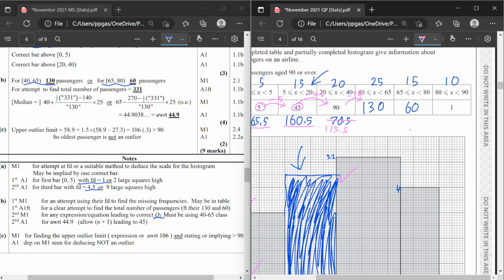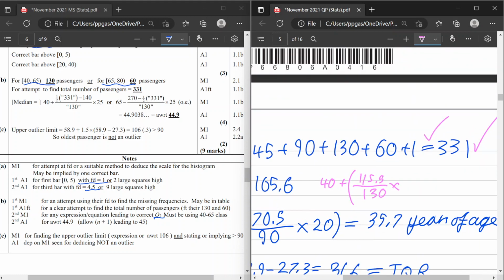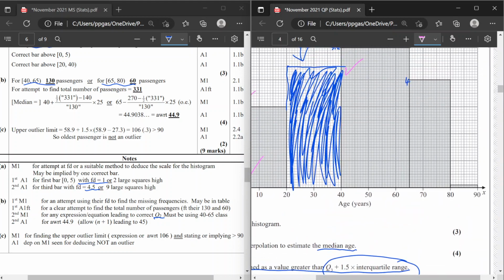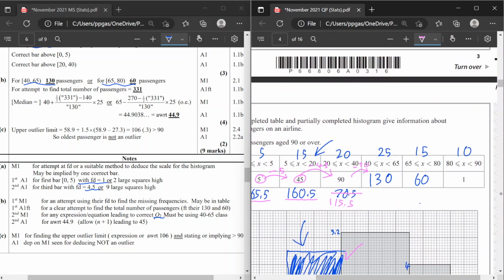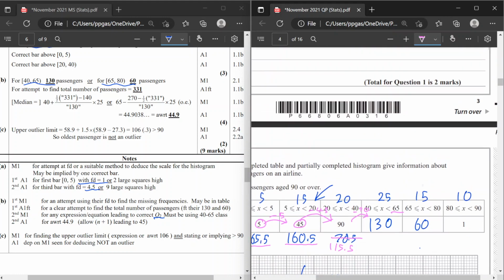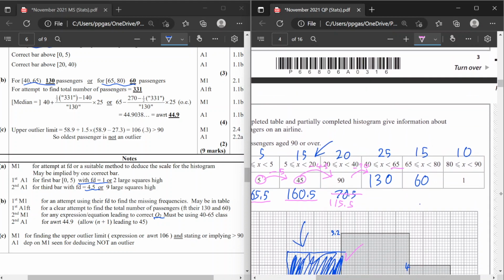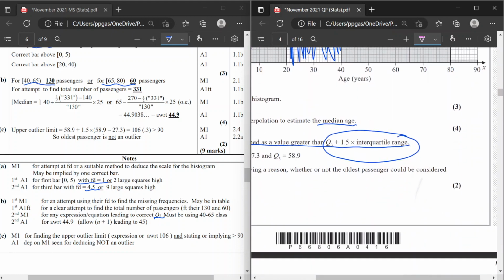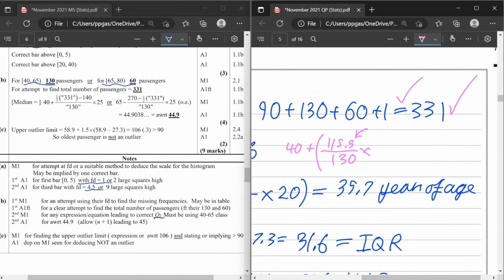So if I do that, 115.5 over 130, then I'm going to times that ratio by the class width. Because if you think about it, if this ratio was 1, then if you times it by the class width, which is 25, you would get 65. And if that ratio was 0 and you times it by the class width, you just get 40, which is the lower group. So it works quite nicely that way because you can figure out the formula and where you want to go with it. So yeah, that's how you're supposed to do it. So times by 25, I think.